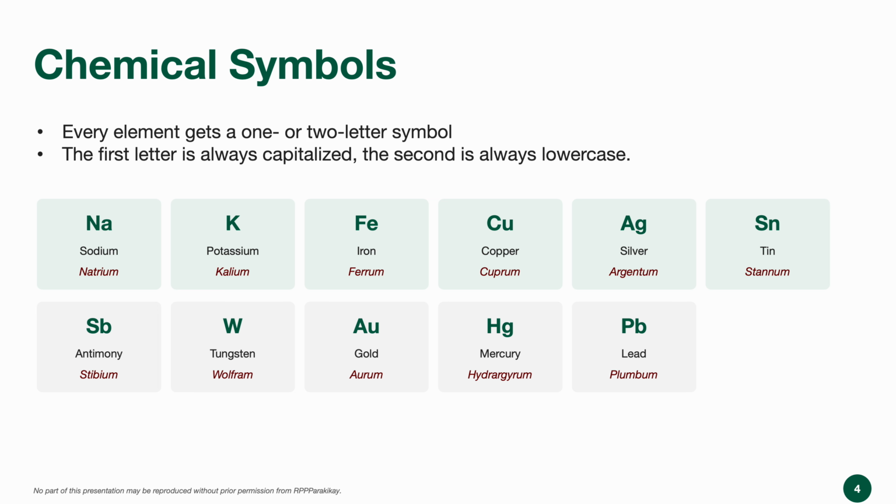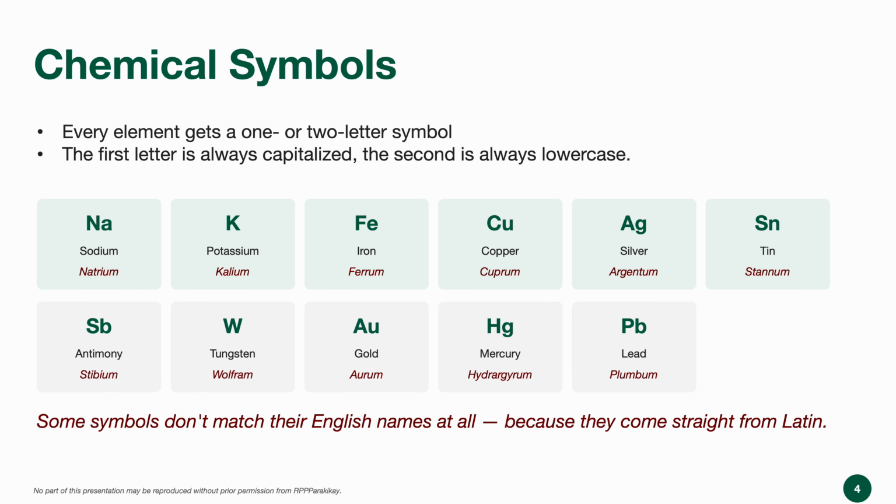Each element is designated by a symbol comprising one or two letters. When two letters are used, the first is capitalized and the second is written in lowercase. For example, we have Na for sodium, big N but small a. And also, it should be noted that certain symbols do not correspond directly to the element's modern English name. So for sodium, the element is sodium, but the chemical symbol is Na.